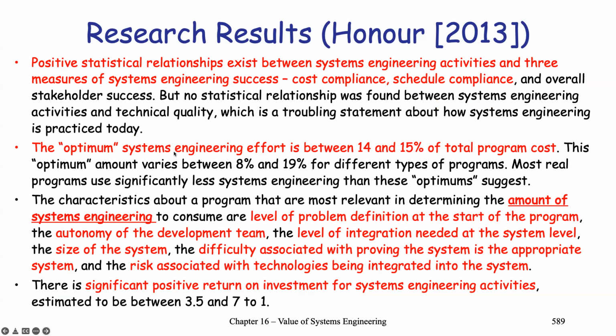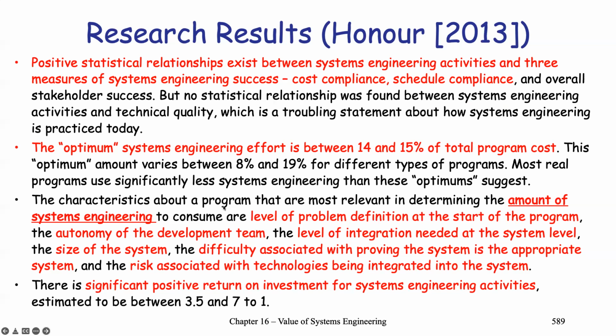end up being realized. So in terms of research results, a positive statistical relationship exists between system engineering activities and the 3 measures of system engineering success: cost compliance, schedule compliance, and overall stakeholder success. So the optimal system engineering effort is between 14 and 15%. And so here we're showing an example. There's a reference. You can look that up in the textbook.